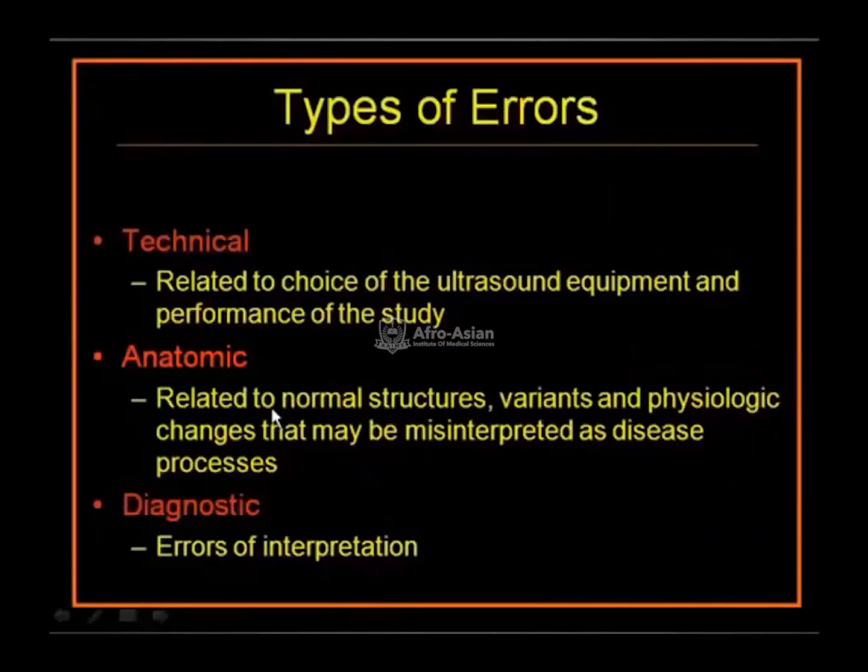There are different types of errors: technical, anatomic, and diagnostic errors. First are the technical, which are related to the choice of ultrasound equipment and performance of the study. Once you are scanning, you have to look at the body habitus of the patient, the thickness of the skin, whether the patient is slim or obese, which transducer you are using, and what frequency is being used. Then are the anatomic, related to normal structures, variants, and physiological changes that may be misinterpreted as disease process, and diagnostic, like errors of interpretation.